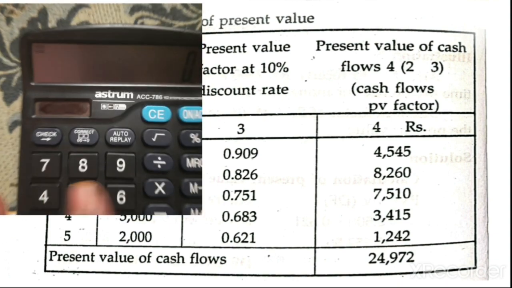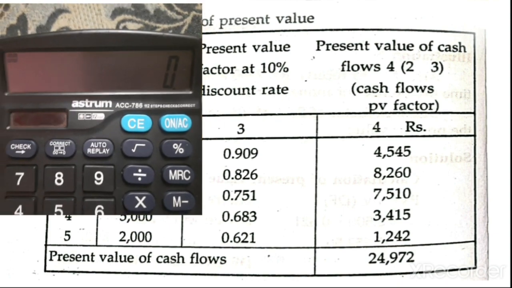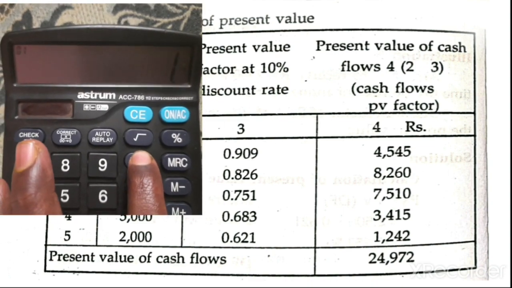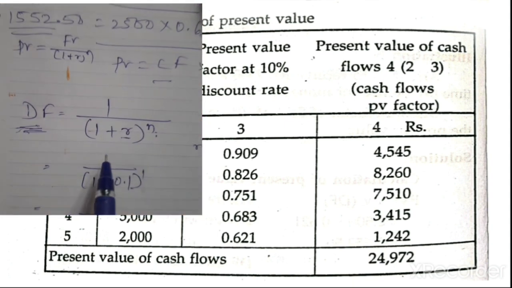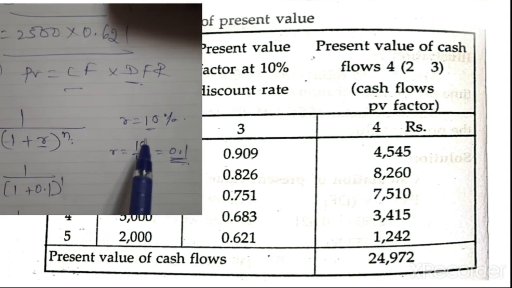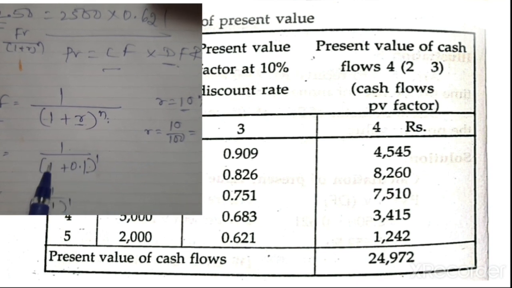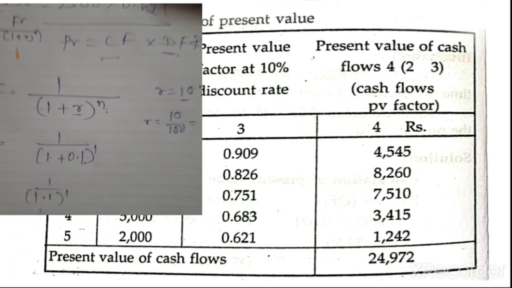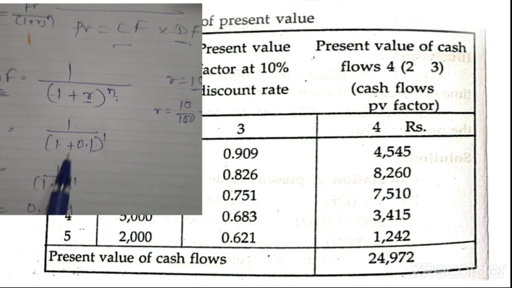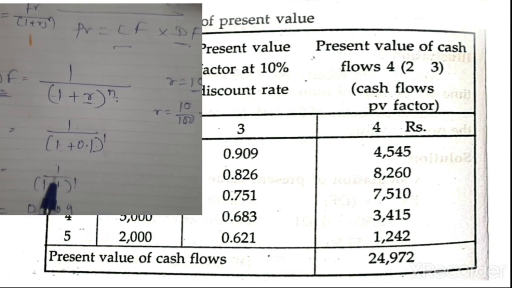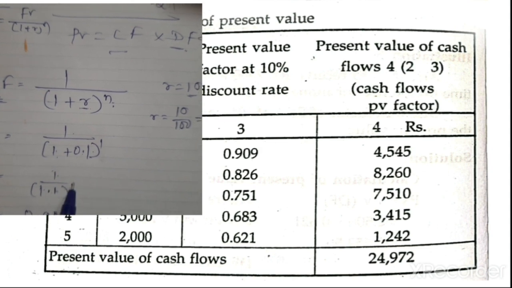So I will open the calculator. The first year is 1, divided by, one minute, I will show you again. So 1 plus r means 1 plus 0.1. 1 is constant, and r is 0.1. So 1 plus 0.1 becomes 1.1. Again, 1 divided by 1.1 raised to 1.